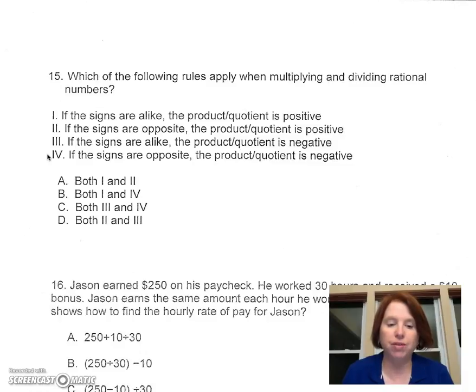So again, which of the following rules apply when multiplying and dividing rational numbers? Is it letter A, both 1 and 2 Roman numerals? Is it letter B, both 1 and 4 Roman numerals? Is it letter C, both 3 and 4 Roman numerals? Or is it letter D, both 2 and 3 Roman numerals?